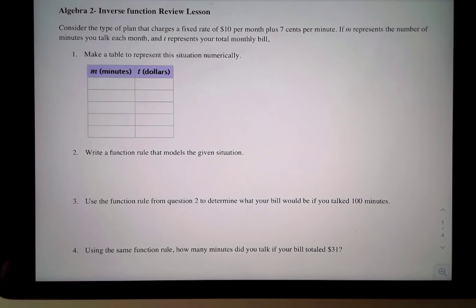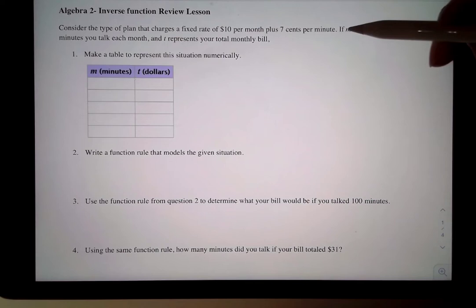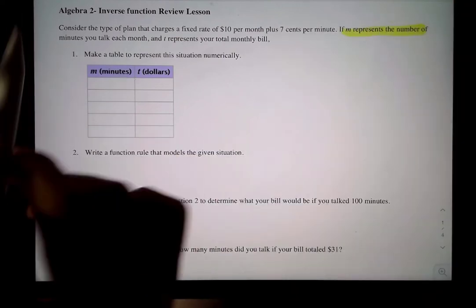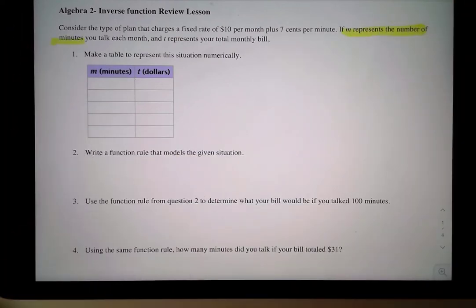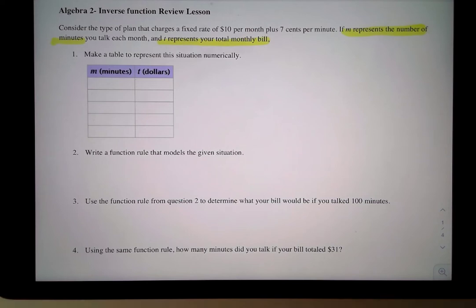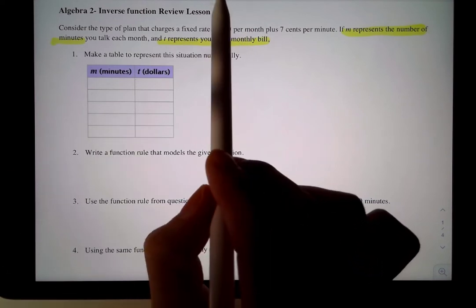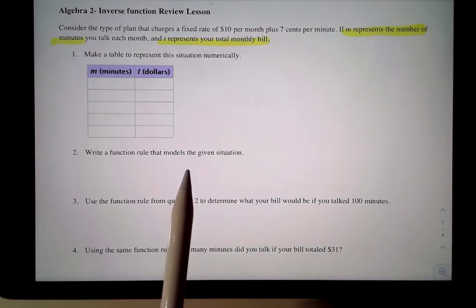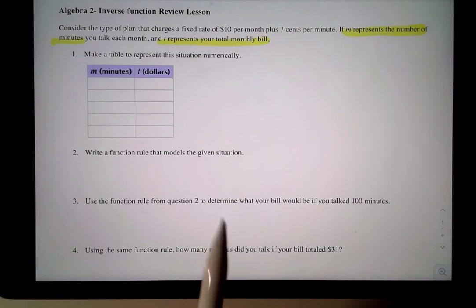Consider the type of plan that charges a fixed rate of $10 per month plus 7 cents per minute. If M represents the number of minutes you talk each month, and T represents the total monthly bill. So T is the bill. So that's your total money, right? Then let's think about this one, guys. So 7 cents per minute. What if you talk 10 minutes, guys?